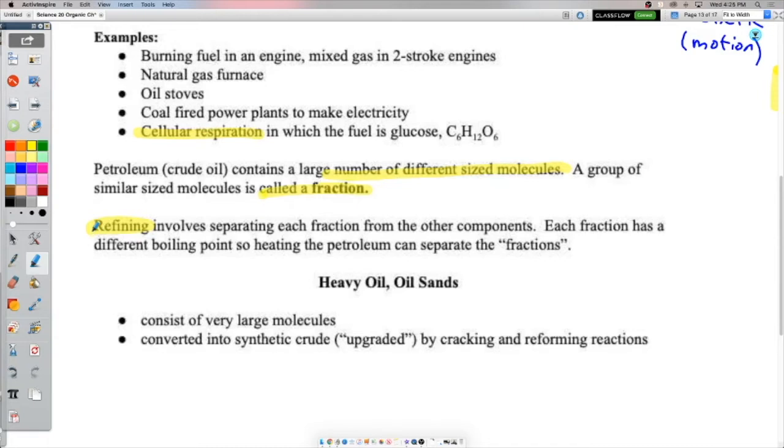Refinement literally means make it better, right? Make it better, tweak it, take out the good stuff so that you can use it for what you need to. And this all, again, comes down to each fraction having a different boiling point. So when we heat it, we can separate the fractions.